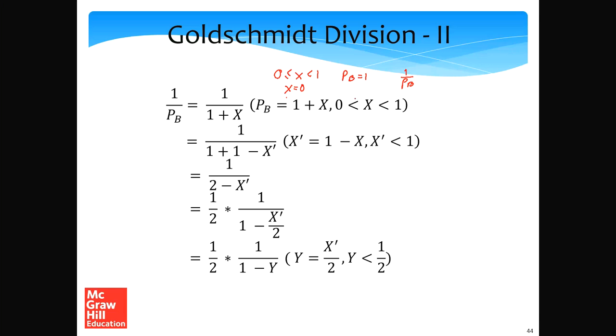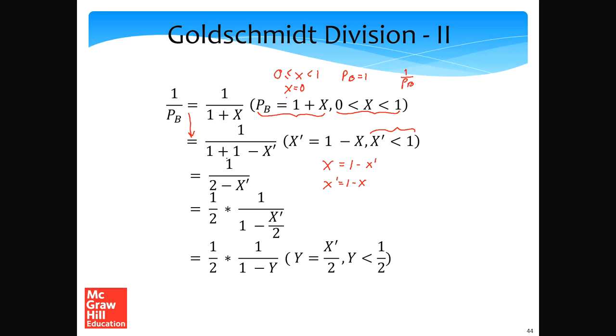So at least in this discussion, let's assume that the significand is of the form 1 plus x, and 0 is less than x is less than 1. So x is strictly between 0 and 1. It'll make our life simple. Then let's go to the next step: let's say that x' is of the form 1 minus x. So since x is strictly between 0 and 1, also x' is strictly between 0 and 1. So we can say that x' is less than 1.